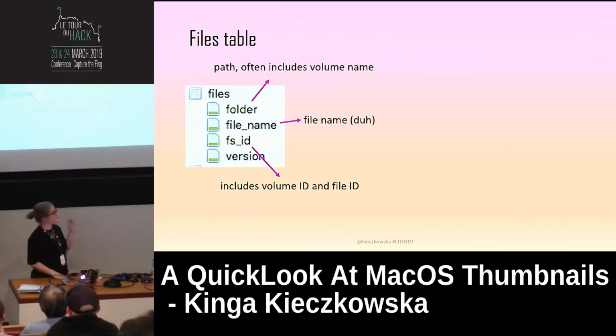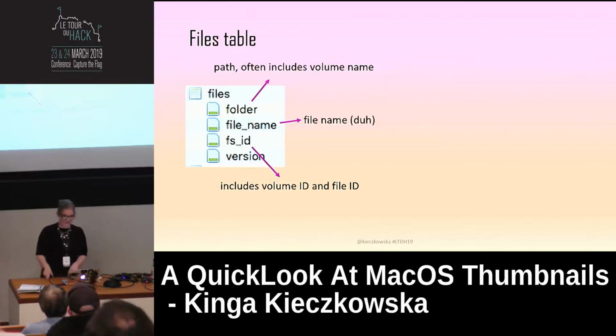So in the files table, we see information about the file. By the file, I mean the original file that the thumbnail was made for, not just the thumbnail. Then the file name, obviously, and then FSID, which includes the volume ID, then a full stop, and then a file ID within that volume. I will show you examples in a bit where you will be able to see that in practice.